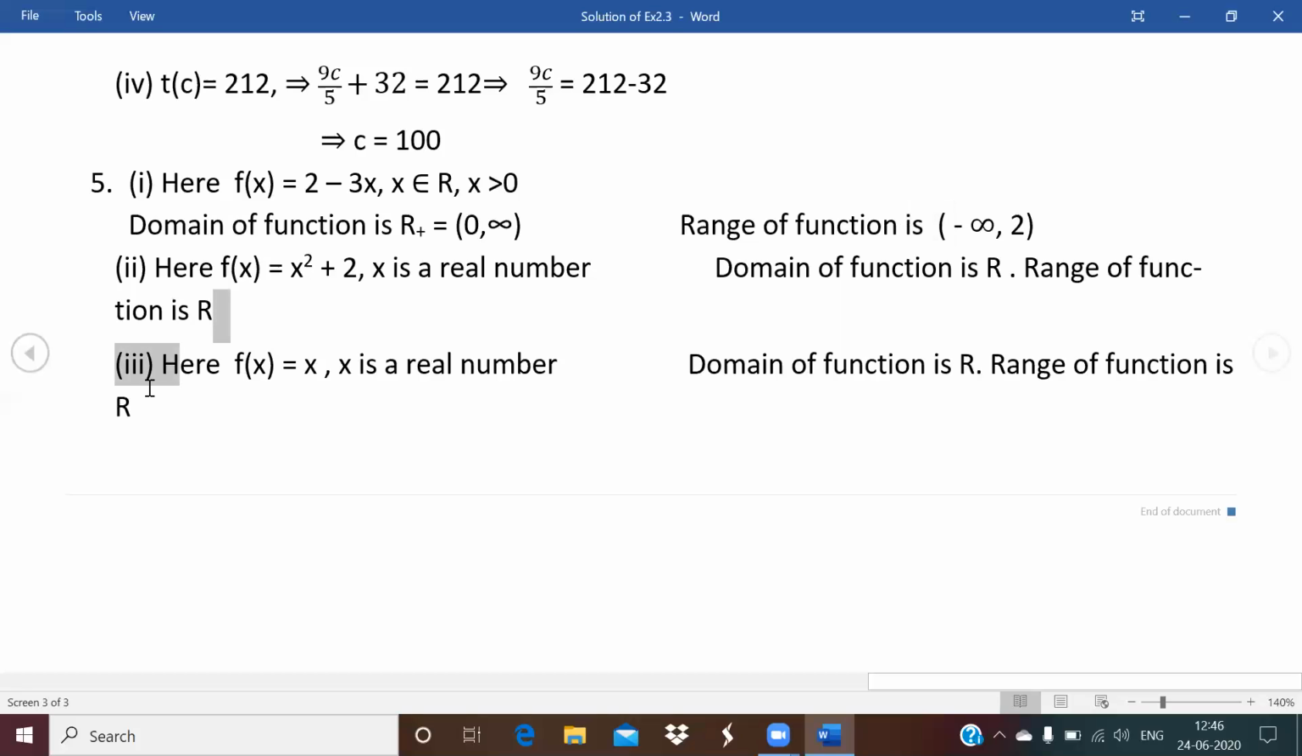In the third case, you can see here, the function given to you is x, which is already the identity function, whose domain and range are all real numbers. In this case, you know we have already done it in types of functions. And similarly, you can find out in other questions how to find domain and range. Thank you so much.